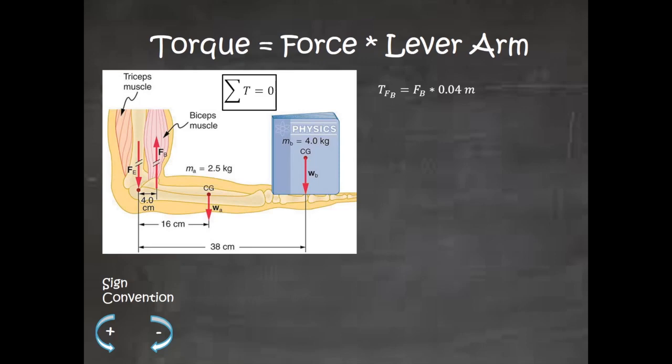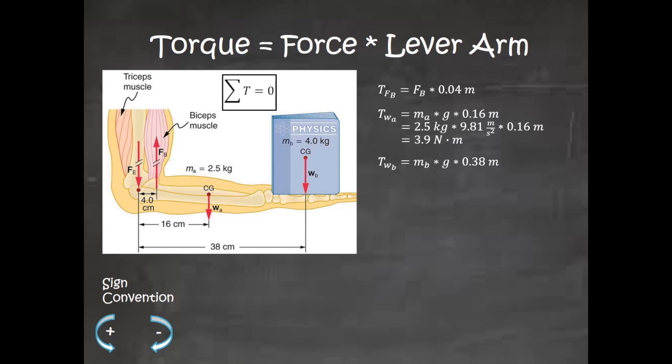Remember that even though we are given the distances in centimeters, we need to convert them to meters to complete the calculation. The torque due to the weight of the arm, Wa, equals weight of the arm times 0.16 meters. We're given the mass of the arm, so we can calculate the weight of the arm, knowing that weight is mass times acceleration due to gravity. Substituting in the values of m and g, we get the torque about point E due to the weight of the arm to be 3.9 Newton meters.